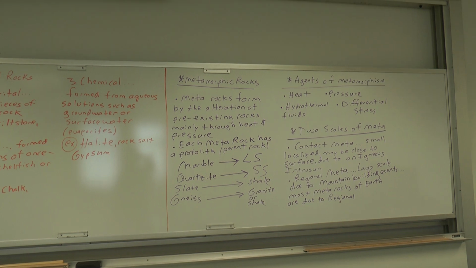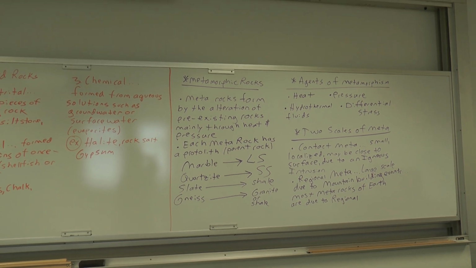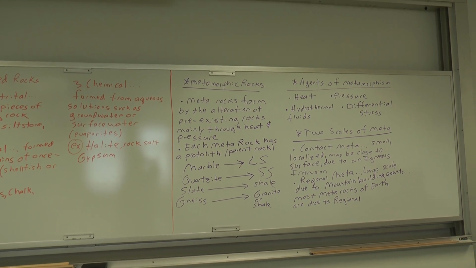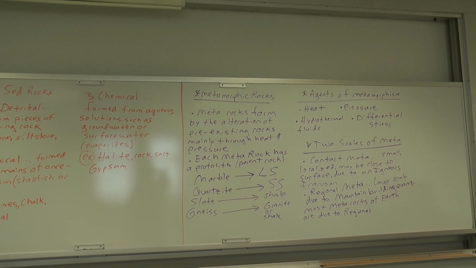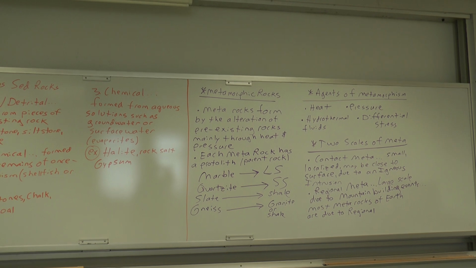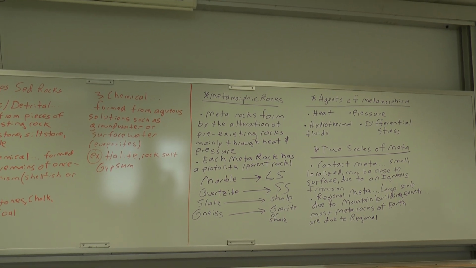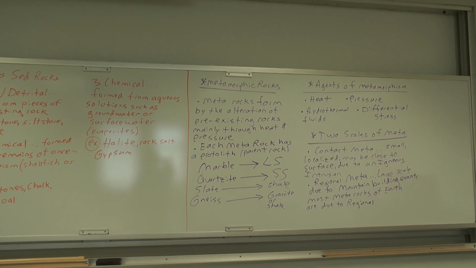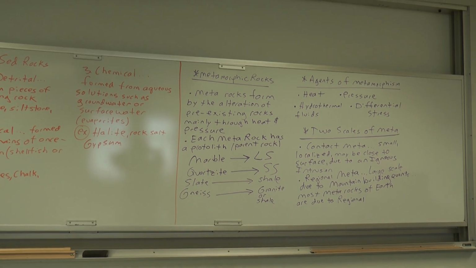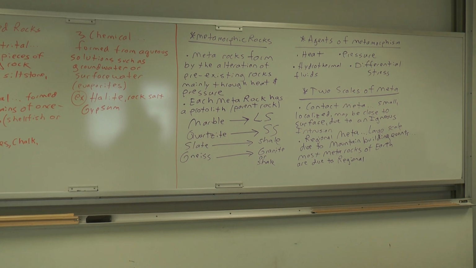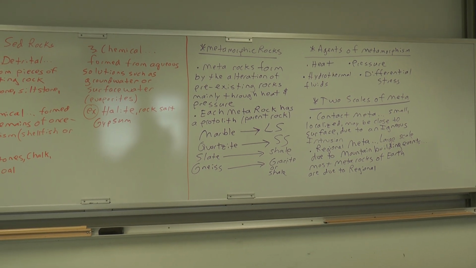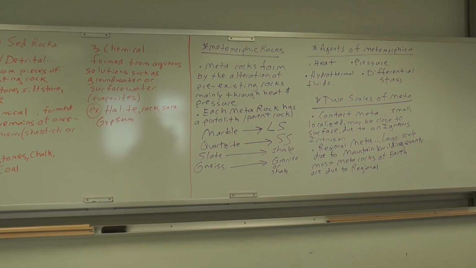Okay, so this is our very quick and dirty lesson on metamorphic rocks. Metamorphic rocks form by the alteration or changing of some pre-existing rock. This is mainly accomplished through heat and pressure, but there's a couple other agents of metamorphism that may or may not be present. Every metamorphic rock has a protolith or a parent rock, the rock it used to be.